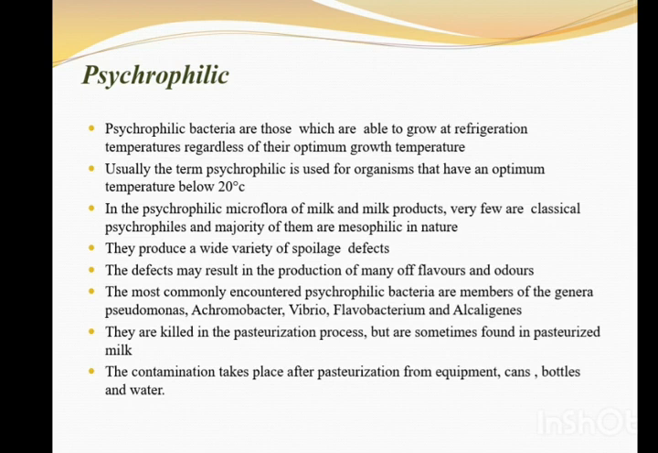The most commonly encountered psychrophilic bacteria are members of the genera Pseudomonas, Achromobacter, Vibrio, Flavobacterium, and Alcaligenes. They are killed in the pasteurization process but are sometimes found in pasteurized milk. The contamination takes place after pasteurization from equipment, cans, bottles, and water.